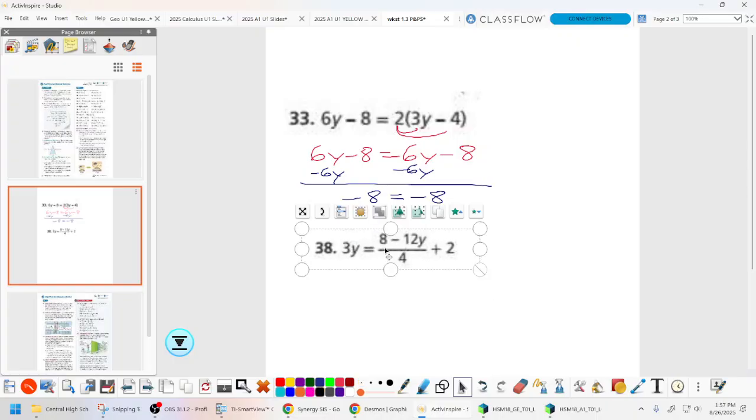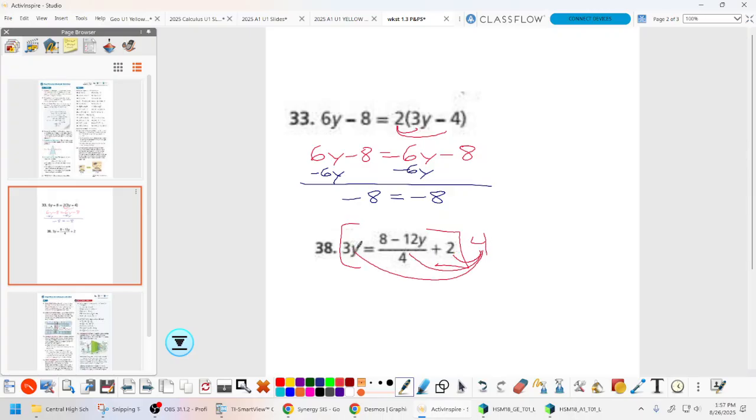Okay, so 38, we have this little fraction. It's only 1, but we get rid of it the same way. So what's a good strategy? Yeah. Multiply the whole thing by 4. But be careful. I'm getting some questions about this. Where do I multiply the 4? Well, it needs to go on everything but the numerator. Okay, so the 2 and all the way across to the 3y.